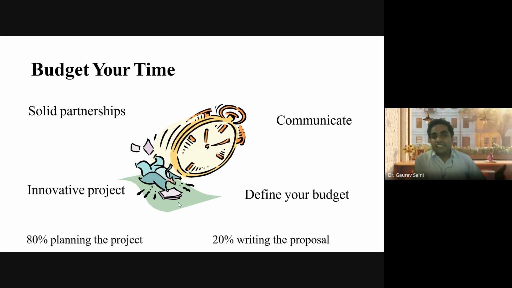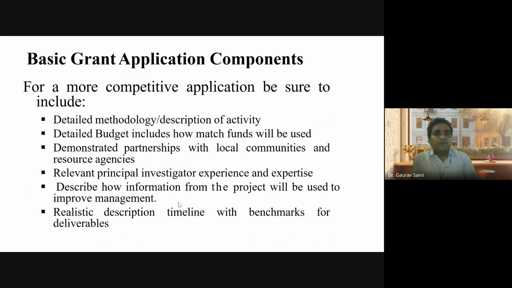So 80% needs planning for the project, and 20% is needed for writing the proposal. That is the basic thing that is required. So, basic grant application components. We should have these for more effective, competitive applications. What should be included is a detailed methodology, description of the activity, and detailed budget. We have covered these in the previous slides. And the last one is a realistic timeline with benchmarks for the deliverables. What you will deliver after a certain period of time has to be there.